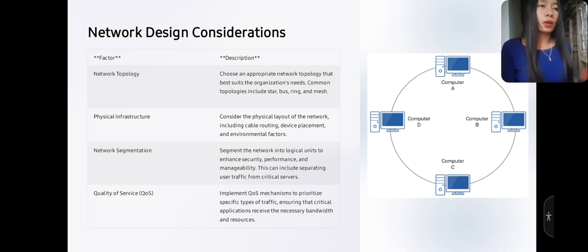And the ring topology is a network configuration where devices are connected in a circular pattern forming a closed loop. In this setup, each device is connected to exactly two other devices, allowing data to travel in one direction around the ring. Here are some things to know about ring topology. How it works. Each device in the ring acts as a repeater, regenerating and transmitting the data.